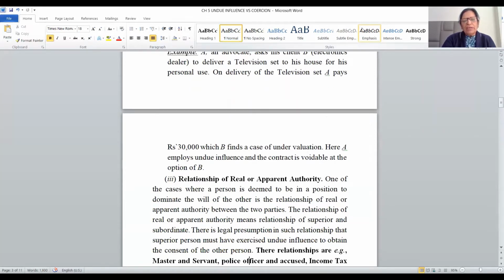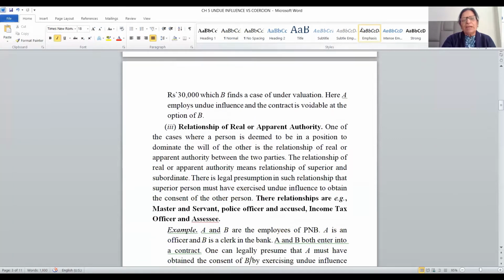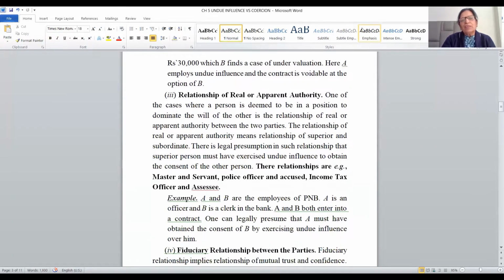Now, the third point is relationship of real or apparent authority. Real authority is actual authority, apparent is implied authority. In my lecture earlier, I talked about relationships between master and servant, police officer and accused person, and income tax officer and assessee. Otherwise also, we find that in various organizations, there are superior posts and inferior posts.